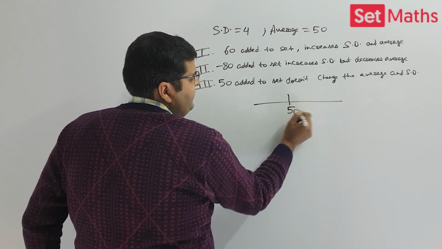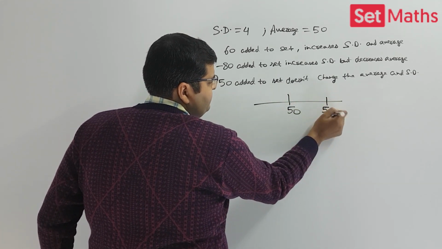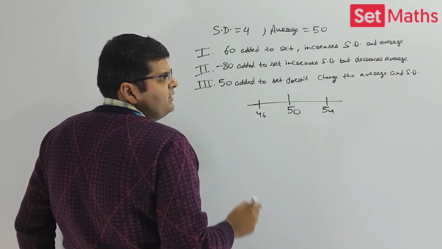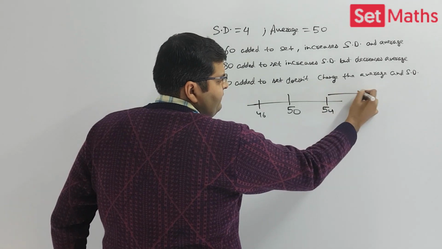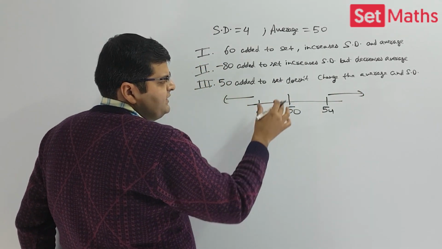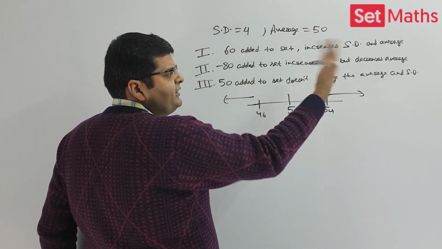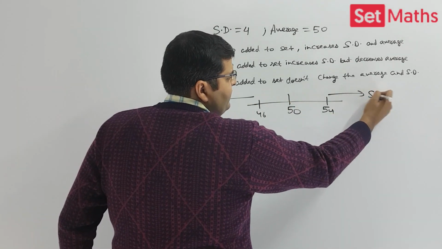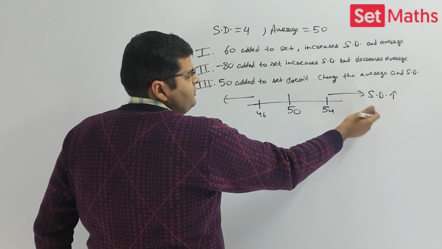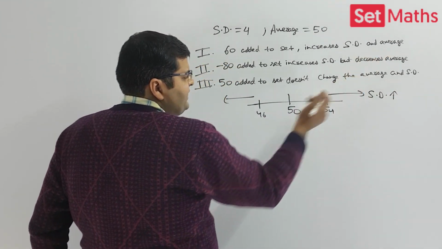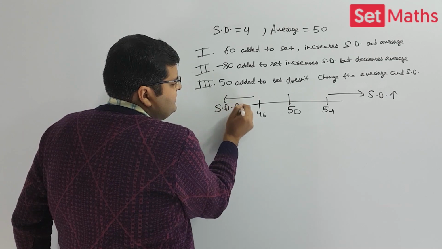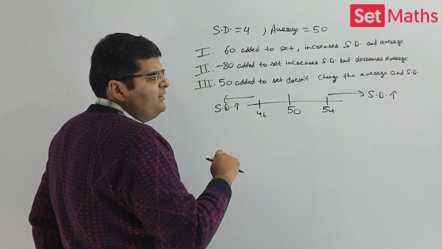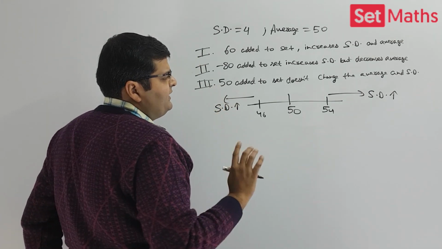I'm going to plot 50 here. Now 4 units more than 50 is 54 and 4 units less than 50 is 46. Any value which is more than 54 or less than 46 will be at a distance of more than 4 from the mean. So any value in these regions will increase the standard deviation. So any value greater than 54 or less than 46 increases the standard deviation.